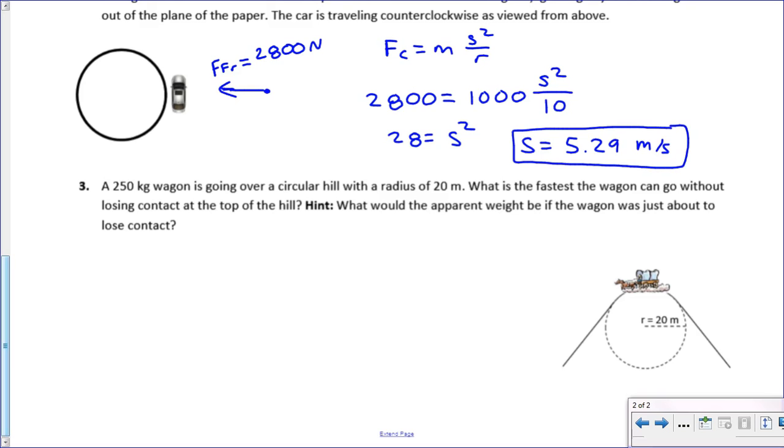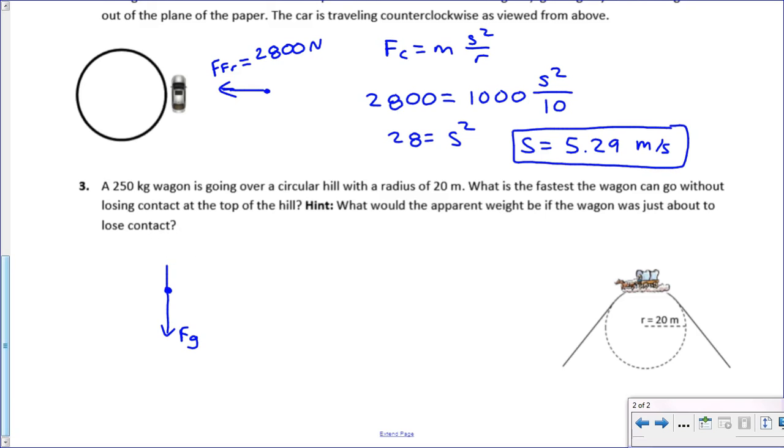Okay, for problem number 3, we've got a wagon going over a circular hill, it says, with a radius of 20 meters. And I want to know the fastest the wagon can go without losing contact at the top of the hill. Now, there's a little bit of a hint here. It says if you're about to lose contact, right? So when that wagon is on the top of the hill, there's an FG going down and there's an FN going up. If the wagon were just stopped at the top of the hill, those would be equal. However, as you go faster, a larger downward force is required to keep you moving in the circle.